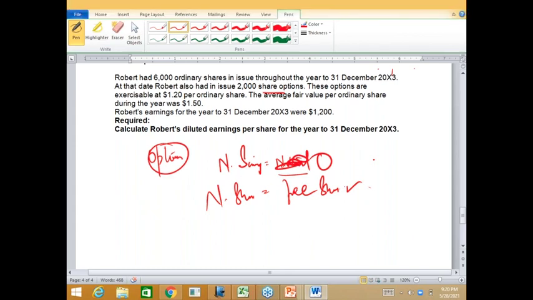Free shares means you need to compare the option value with the market value in order to calculate the free shares.